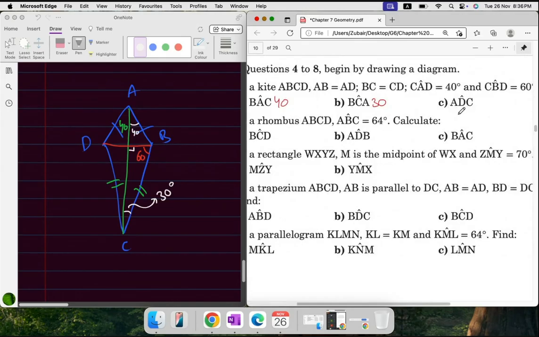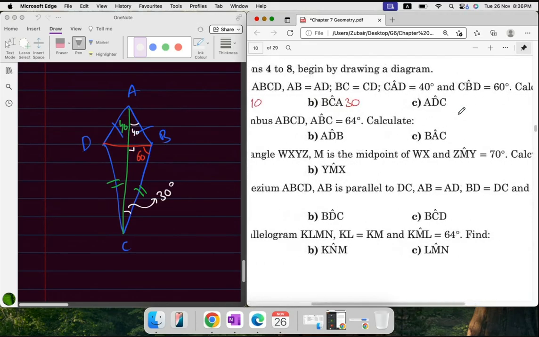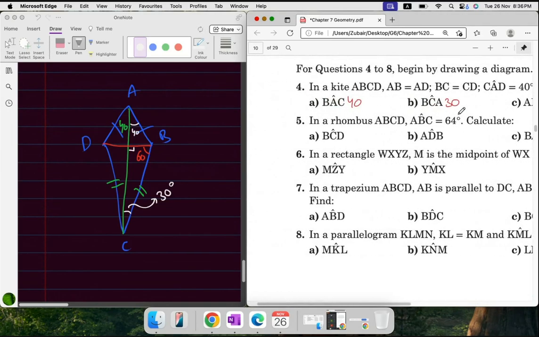Part C says ADC. Now you can just copy that 60 on the other side. And if that's 40, this is 90, this is 50. So ADC is 110.